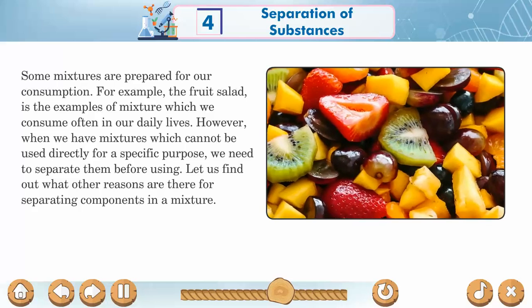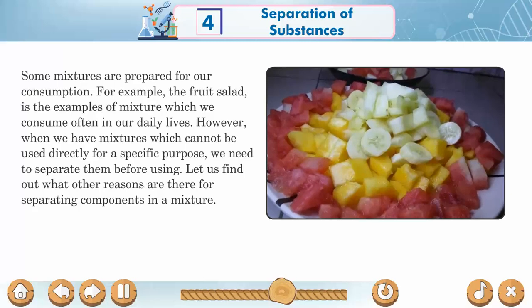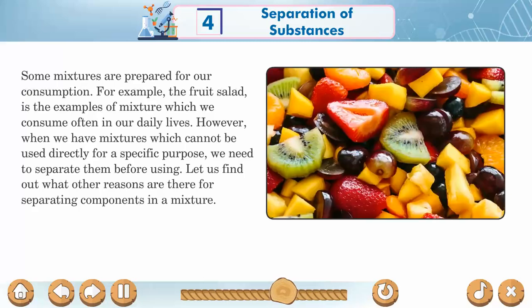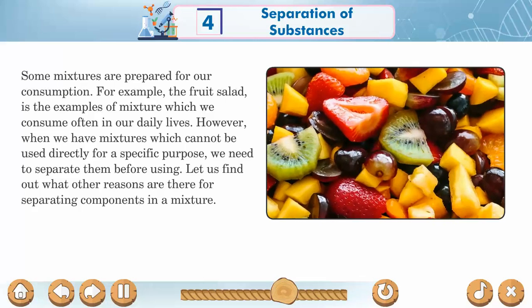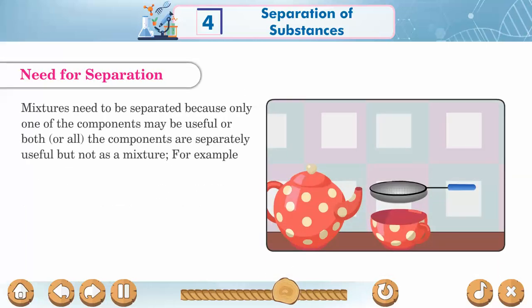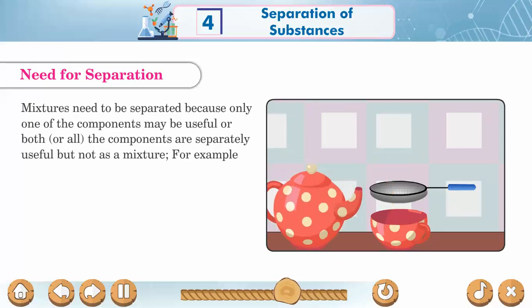However, when we have mixtures which cannot be used directly for a specific purpose, we need to separate them before using. Let us find out what other reasons there are for separating components in a mixture. Need for separation. Mixtures need to be separated because only one of the components may be useful, or both or all. The components are separately used but not as a mixture.